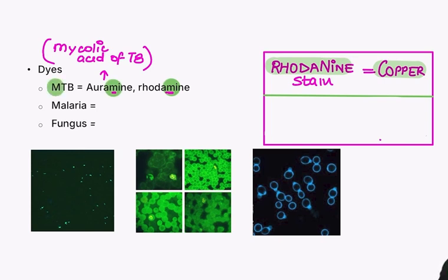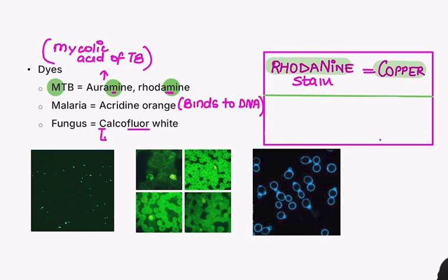The next one is going to be malaria. For malaria, the fluorescent dye is acridine orange. And which part of malaria does it bind to? It binds to the DNA of the malaria. Lastly, for fungus, we have calcofluor white, which is so obvious. The fluor tells me it's a fluorescent dye, and calco means which part of fungus is calcofluor white going to bind to? It is going to bind to the chitin of the fungus, which is present in the outer part of the fungus.